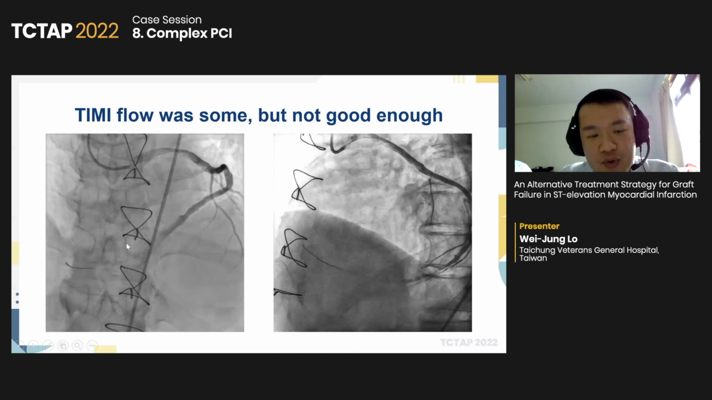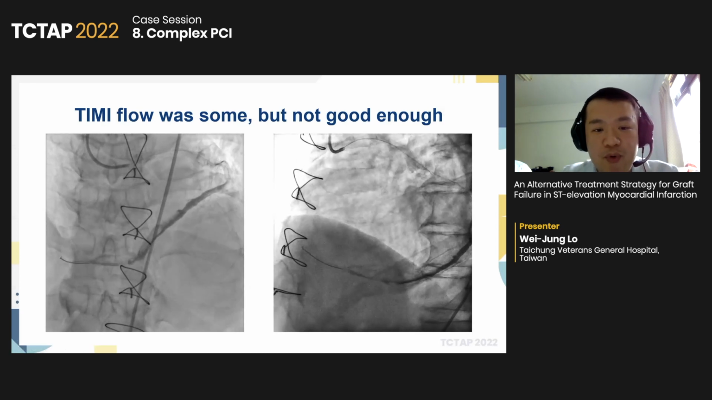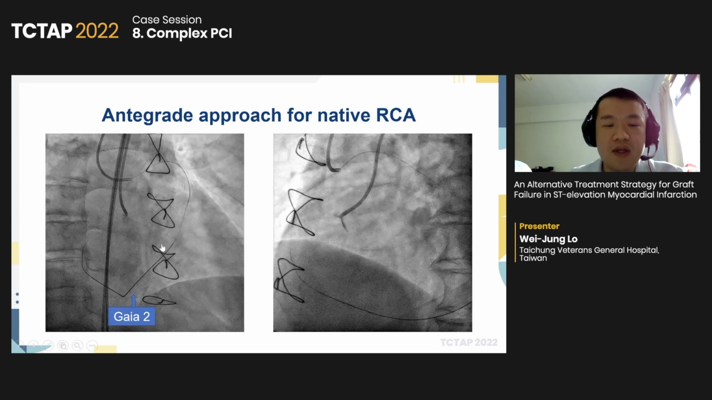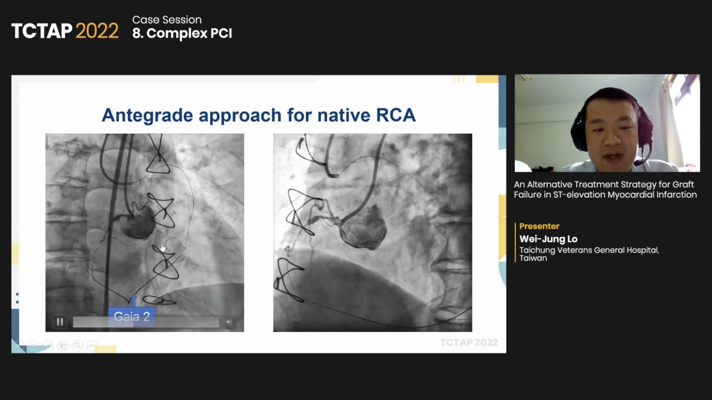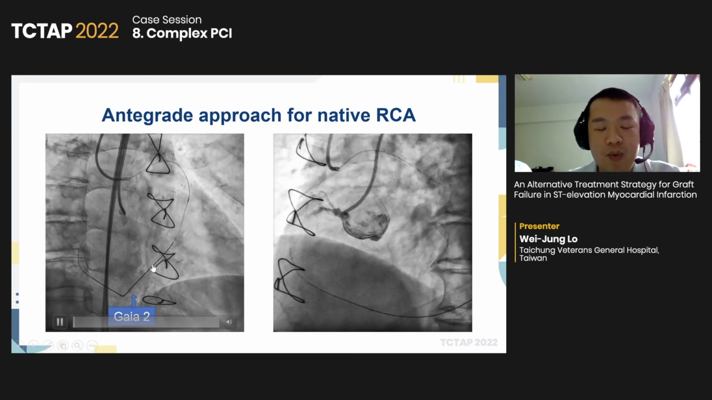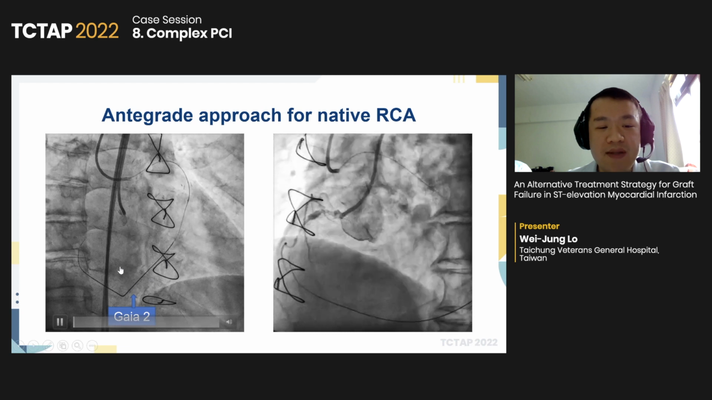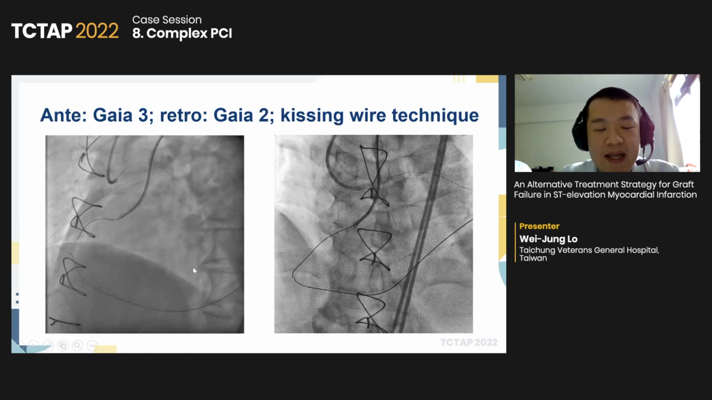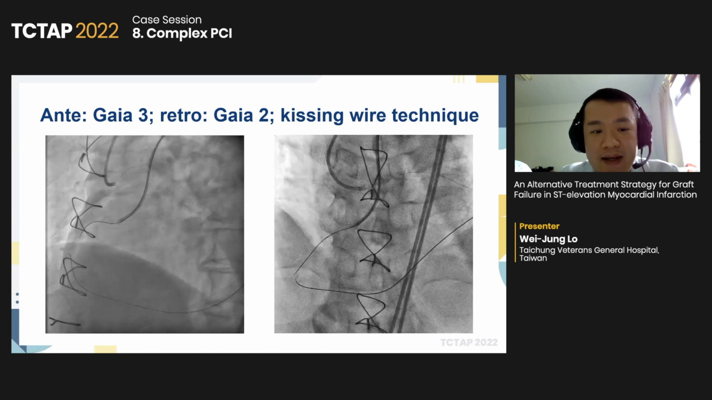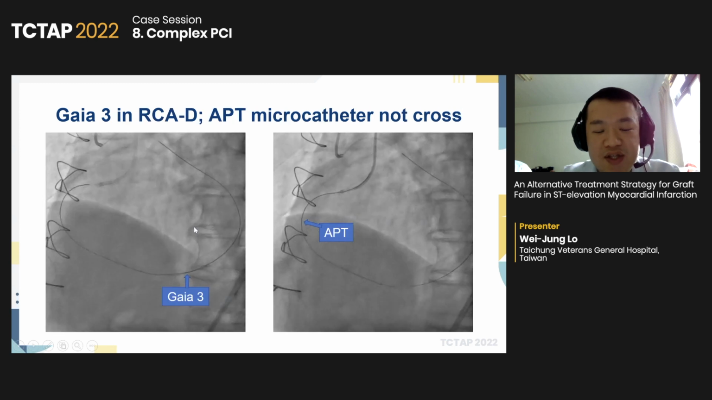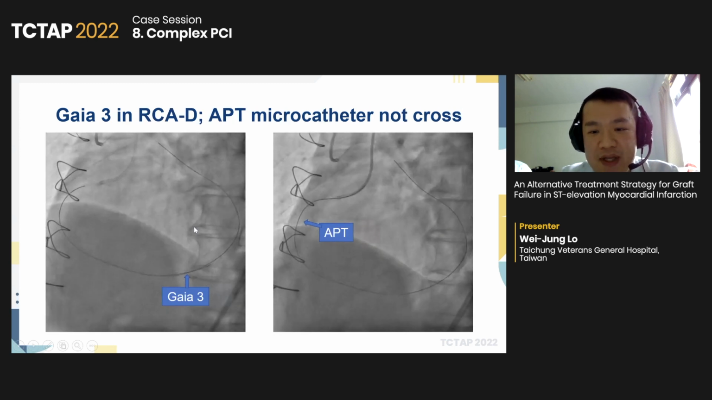So we decided to do RCA intervention in case of poor flow of the thrombotic vein graft. Then another SL guiding catheter was engaged to the RCA, and a retrograde Gaia Second guide wire was advanced to the middle and distal RCA. With distal wire guiding, we used the kissing wire technique, and an antegrade Gaia Second was advanced to the distal RCA successfully.